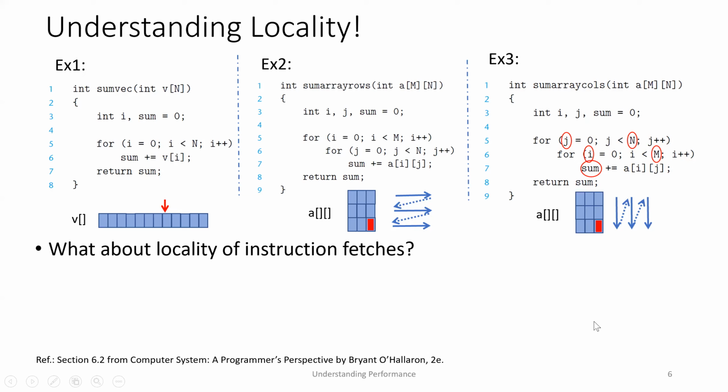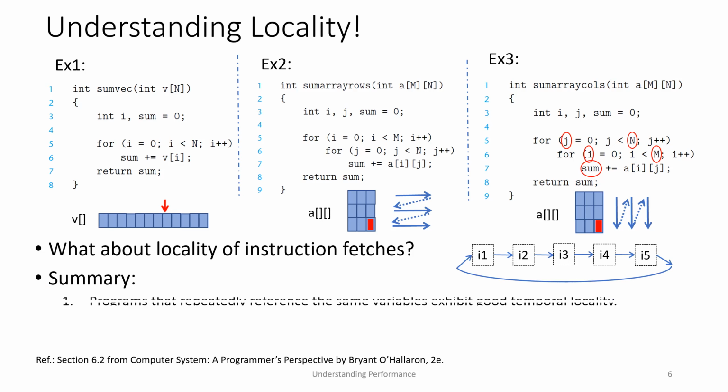Okay, and we can extend the same thing to the instructions themselves, because each of these is an instruction. Now, if we try to visualize that, we are moving from instruction I1 to I2, then I3, then I4, maybe I5, and let's say I5 is a loop, or a branch or jump. Then we go back to I1 again. So here there is some notion of both temporal and spatial locality, both in the instructions and the data, right?